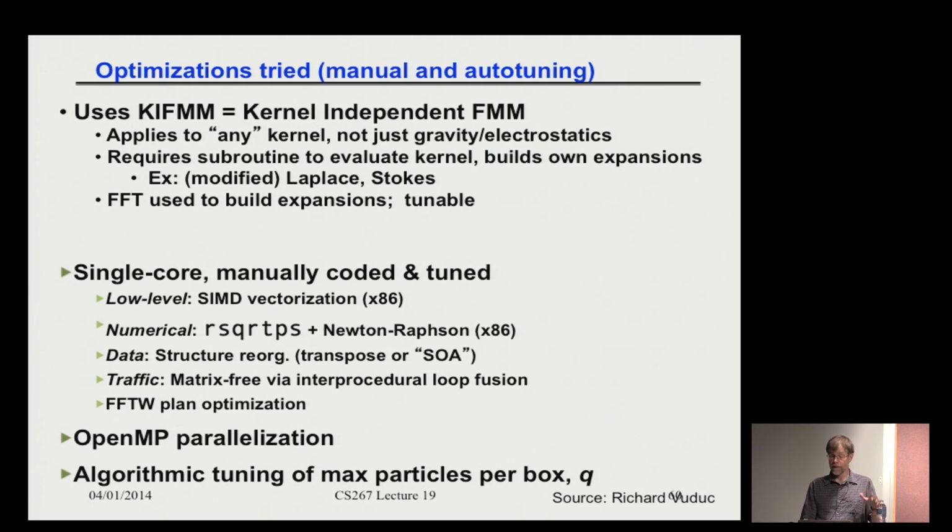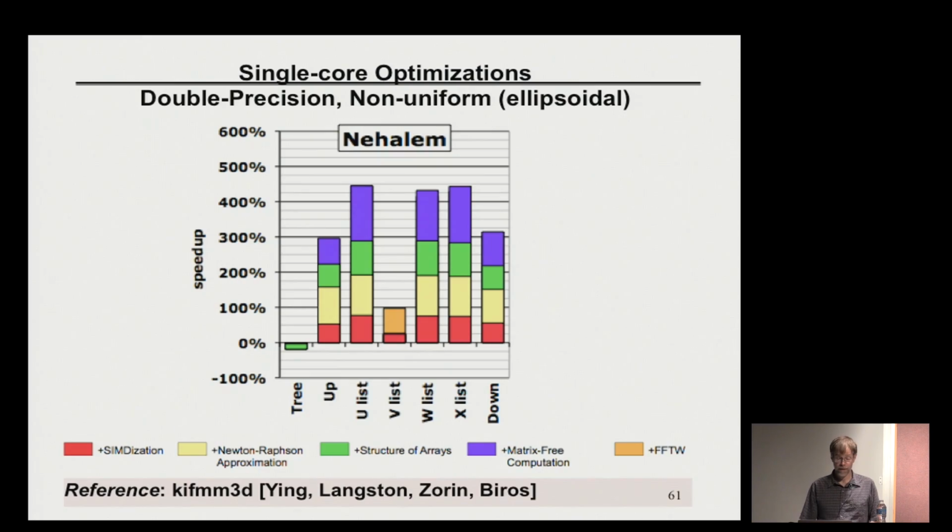Okay, so let me tell you how all this affected single core performance, and then I'll do the multi-core performance. So this was single core optimizations, and this is all running in double, but they don't need double. I mean, the final output was less, and it's not a uniform distribution. So all the particles are sitting on the surface of an ellipsoid, so that's a very non-uniform distribution, and all of these are different phases of the algorithm. And I'm not going to try to explain it. Let's just say because of the kernel independent stuff, there's a lot more traversing and building of data structures. And so it's just broken down this way.